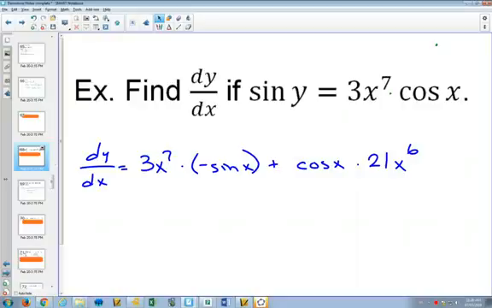So here I kept the first one the same. The derivative of cos is negative sine. Plus, keep the other one the same. The derivative of 3x^7 is 21x to the 6th.